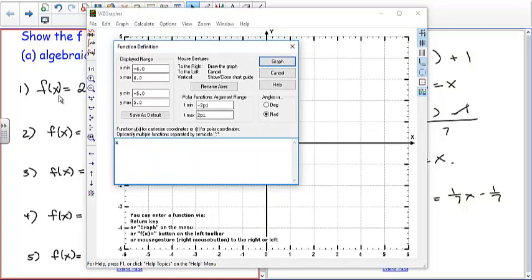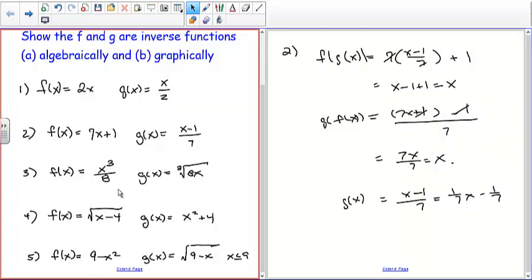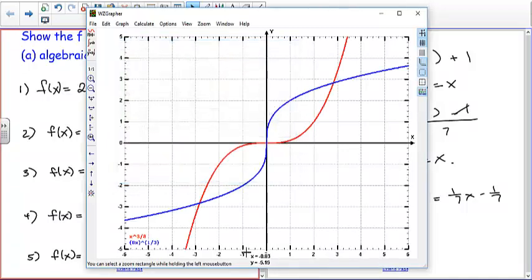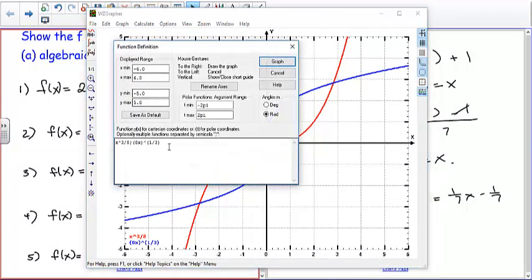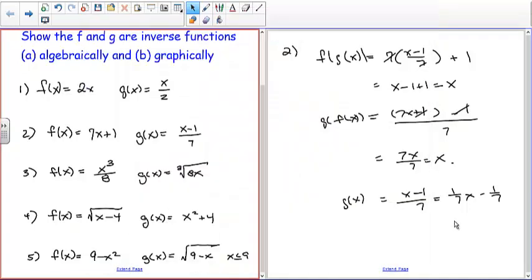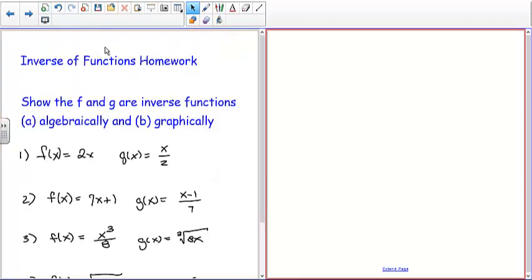So we have x cubed divided by 8. And the second function is, well, I have to do that analytically, but let's do it: 8x to the 1/3 power. That's rewriting it as a fractional exponent instead of as a cube root. And if I graph those two, and I also graph y equals x, you can see how these two functions are symmetric. Okay, so that's graphically.